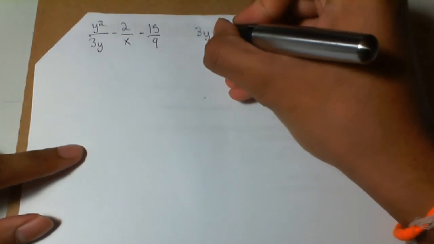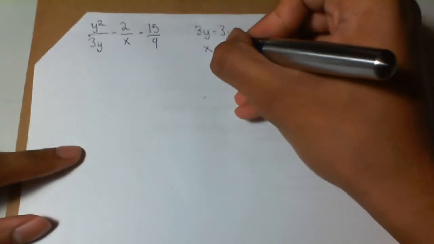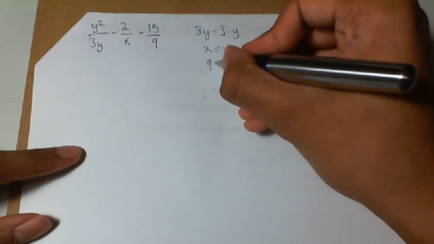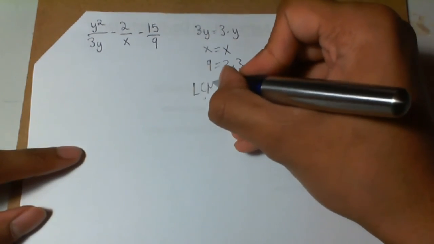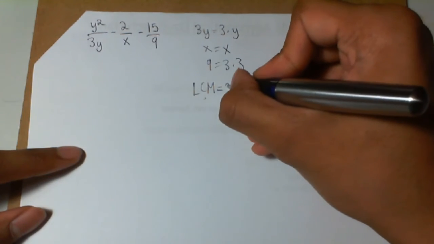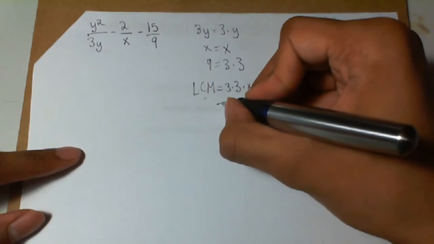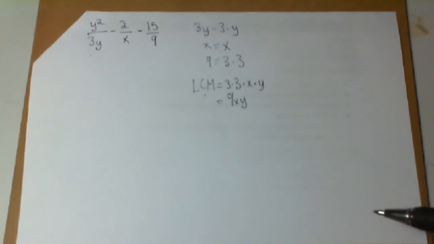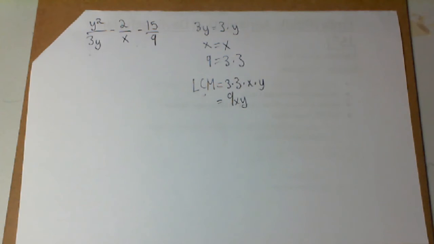So 3y would be 3 times y, okay? And then x is just x. You can't factor that out anymore. And then 9 is going to be 3 times 3. So the least common multiple of these three denominators is going to be 3 times x times y times 3, which is 9xy. So we're going to need all three of these denominators to have the same denominator, that's 9xy.